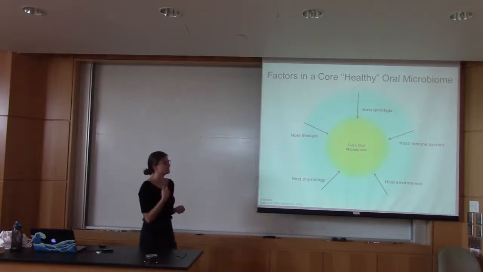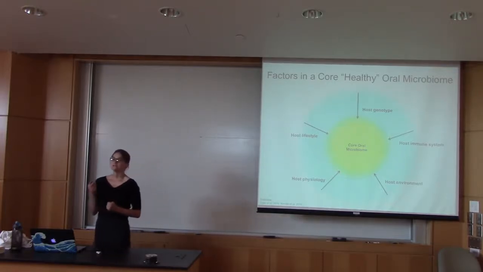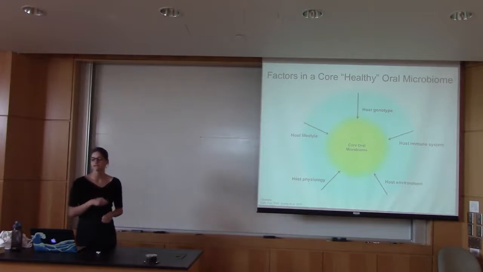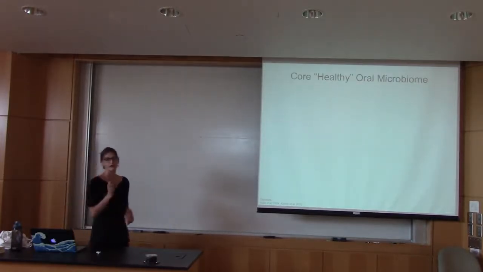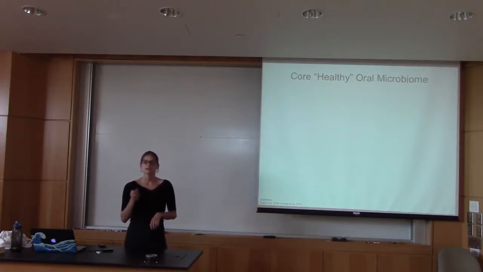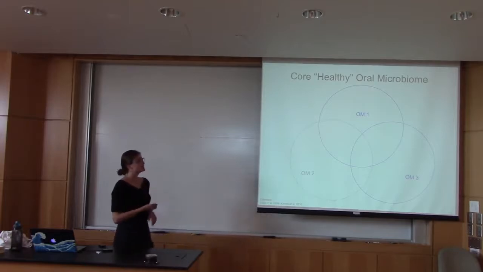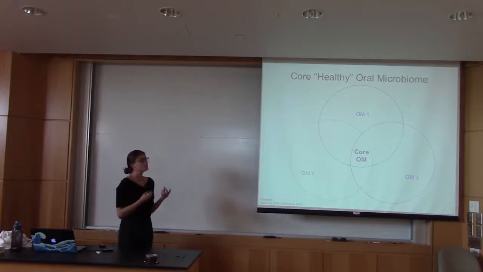And this is something that we're very interested in if we want to use the oral microbiome as a means of identifying disease. So before we get into why it's important, let's talk about how we're going to find it. The way we find a core healthy oral microbiome is we first analyze the microbiomes of several people's oral cavities, hopefully more than 3, and we find their overlap. And that overlap of these healthy individuals is going to be the core healthy oral microbiome.